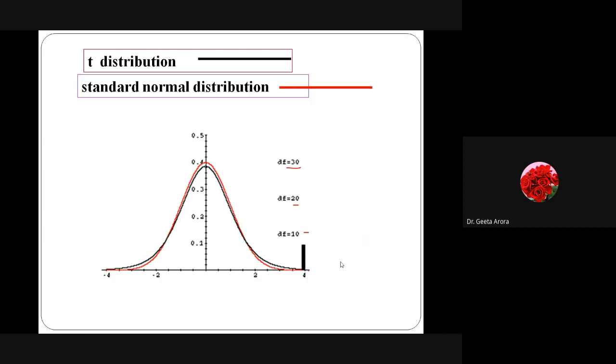Here it's showing a bar, and as the bar increases from 10, then 20 and 30, as it becomes 30 the two graphs are almost the same. You can see that we are representing the t distribution by a black line and the normal distribution by a red line. The black curve is approaching the red curve, and you can see the tails were heavier early on.